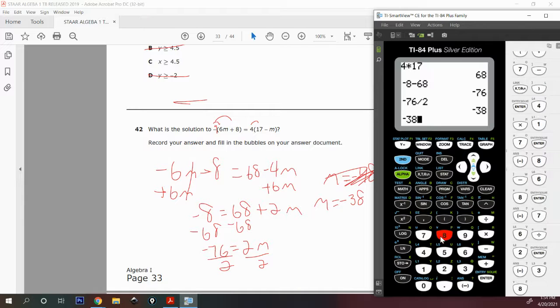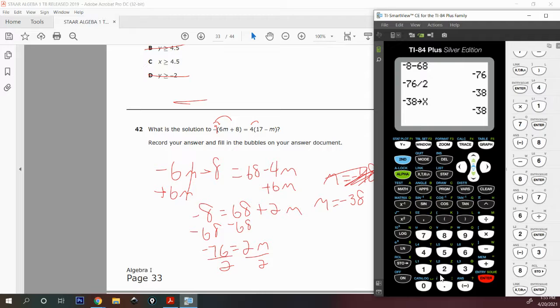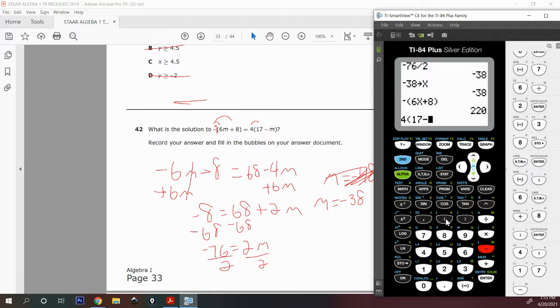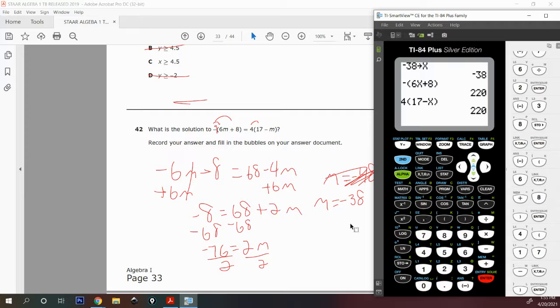I'm going to do -38, store that in x. All right, and then I'm going to do -6x plus 8. And check it. And then we're going to do 4 and then 17 minus x. Check that. Okay, yeah. Okay, so -38 is my answer because it works.